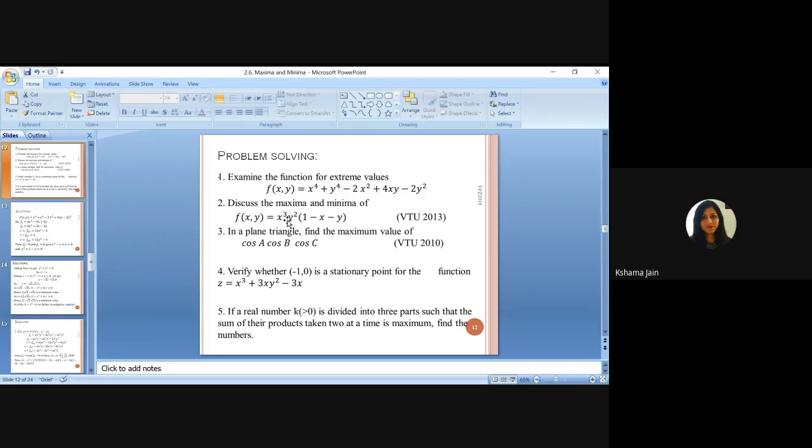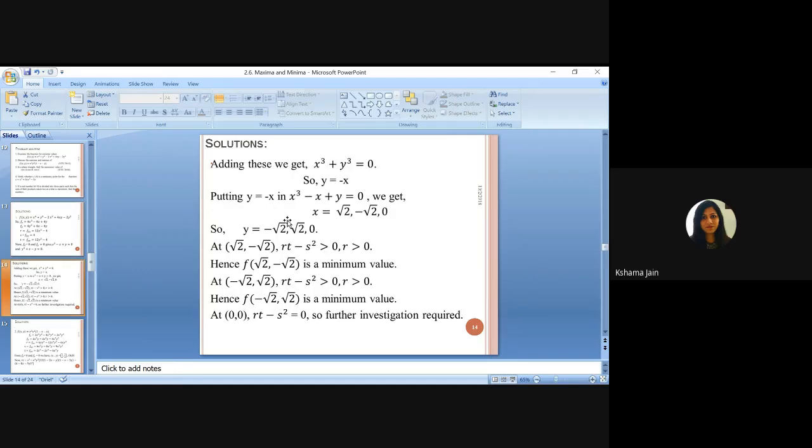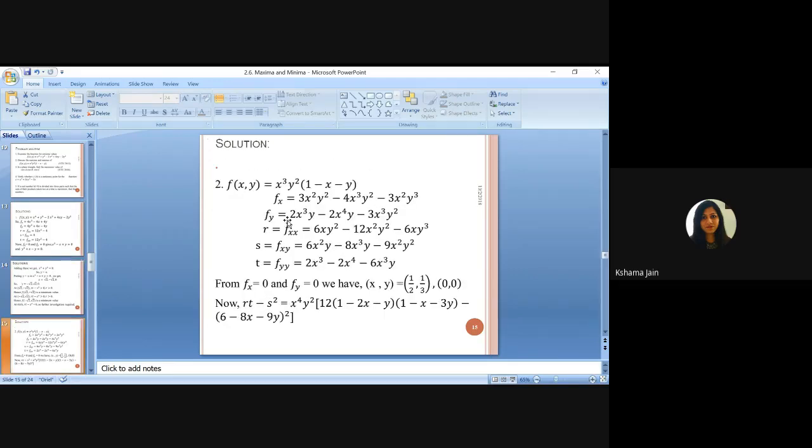After putting the first derivative equal to 0, we got the points of x and y. On those points, we will check rt minus s square. When it is greater than 0, we say a maximum or minimum is found, but if it is less than 0, we say saddle point, and if it is equal to 0, the case is doubtful. The same they have done here. This unit is very easy.